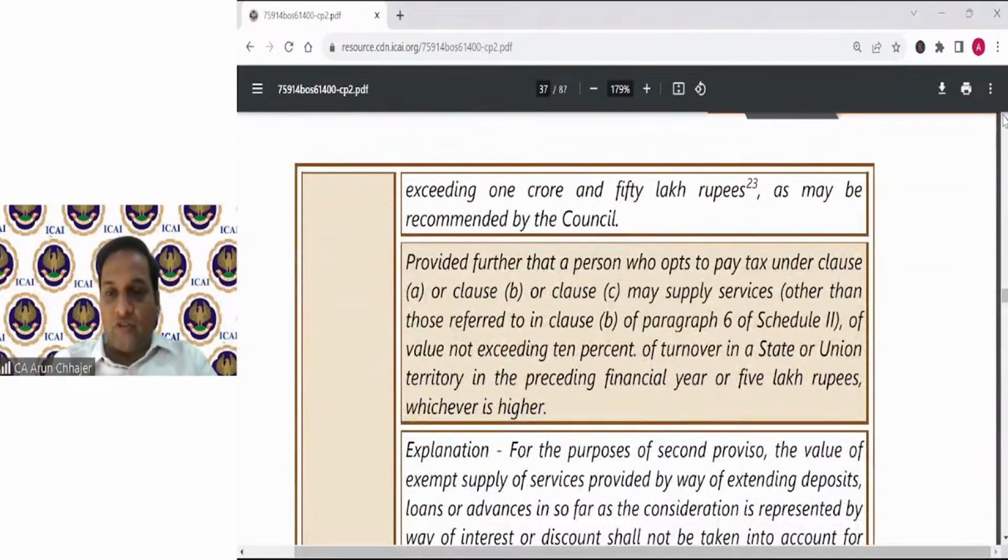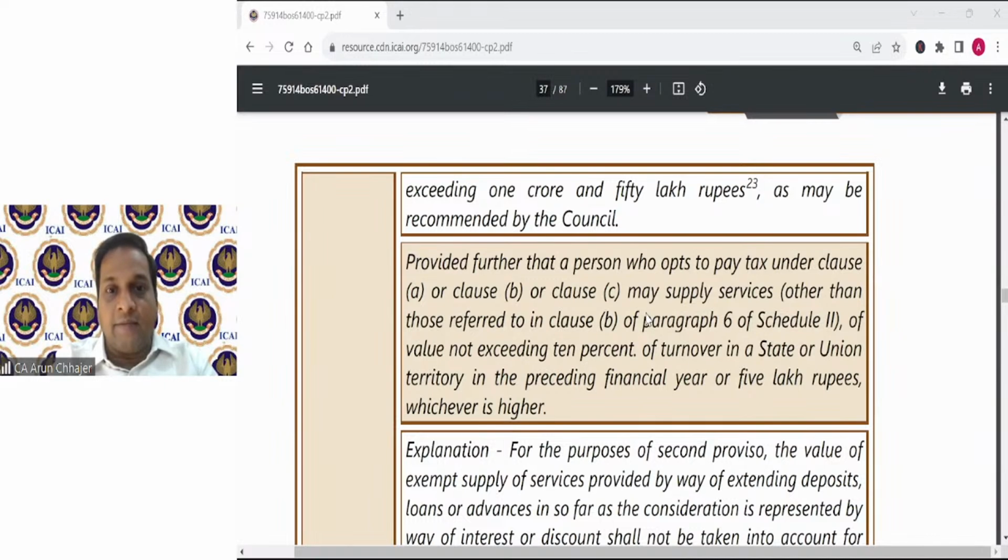Now the proviso says that a person who opts to pay the tax under clause A or clause B or clause C may supply services other than those referred to in Schedule 2 para 6 clause B.